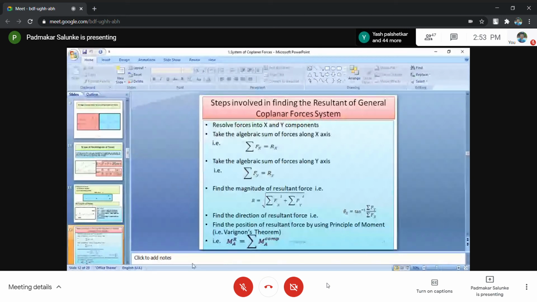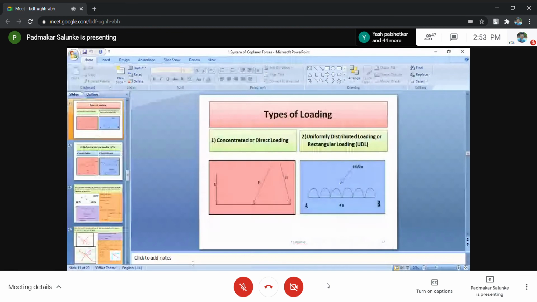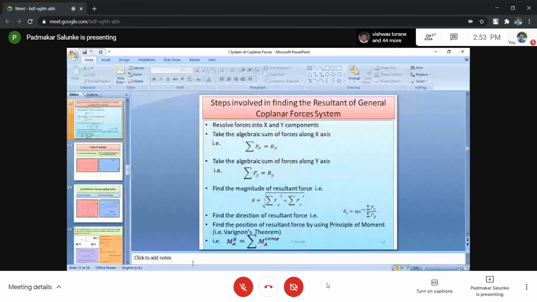Then, now look at it. Just now you were seeing theoretical glimpses. What are the different operations you are seeing? Just now you are seeing what steps are involved in solving numerical problems. Okay? Can someone read out the steps?